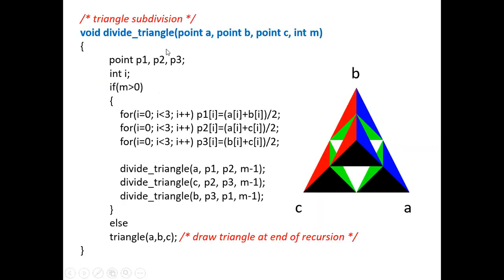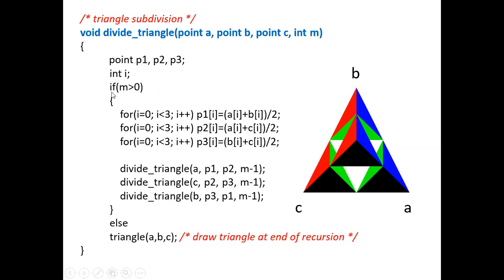Now coming to the next function. The next function is to divide a triangle, right? In order to divide a triangle, since it is a triangle, I need 3 points: point A, point B, point C. One more variable I'm taking here is m, because m is a variable which is holding the number of divisions. Then I need 3 points: point P1, point P2, point P3. I'm using one more variable called i. This i variable is basically used for indexing.